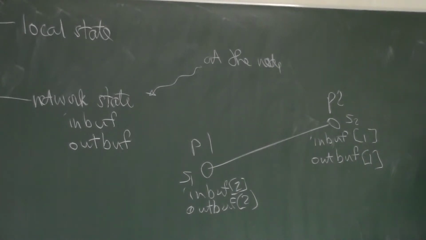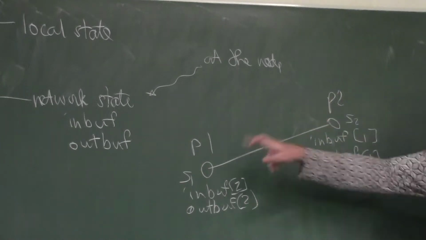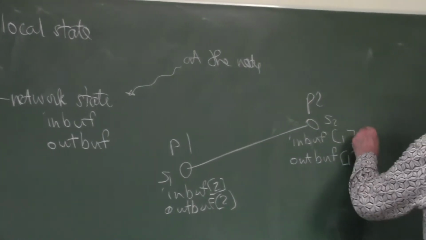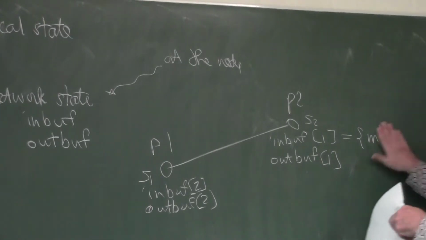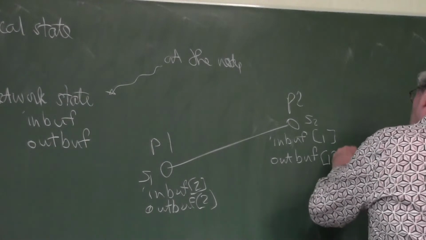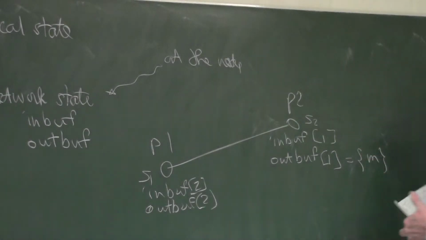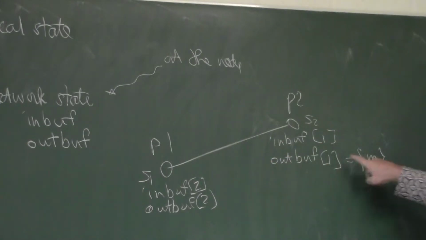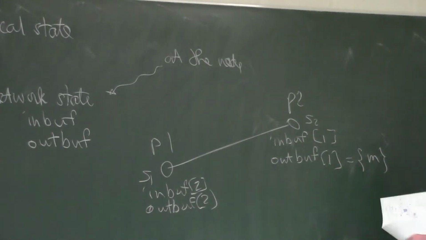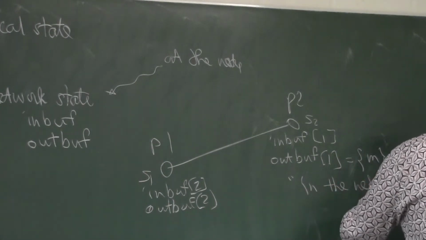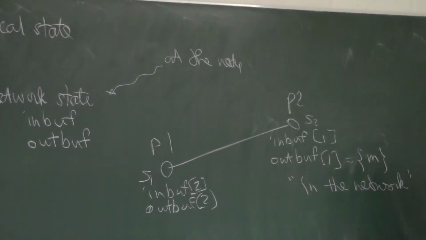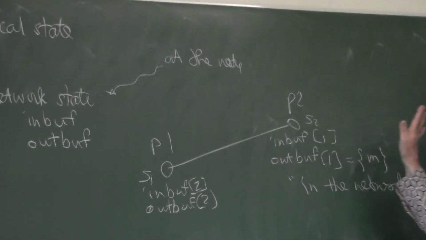So how does the network work? When P2 sends a message to P1, it puts the message inside the out buff. I'm sorry, it's going out. Okay? When P2 sends a message to P1, it puts a message in the out buff. And that means the message is kind of in the network. In the model, it's in the out buff. But you can think of the message as being in the network. So once you put it in the out buff, it's gone.